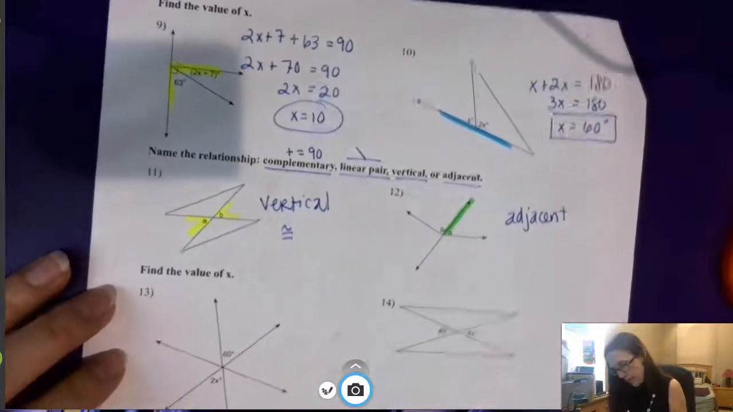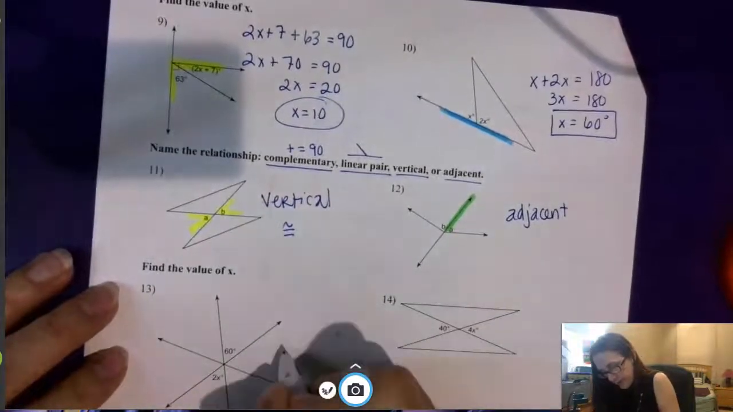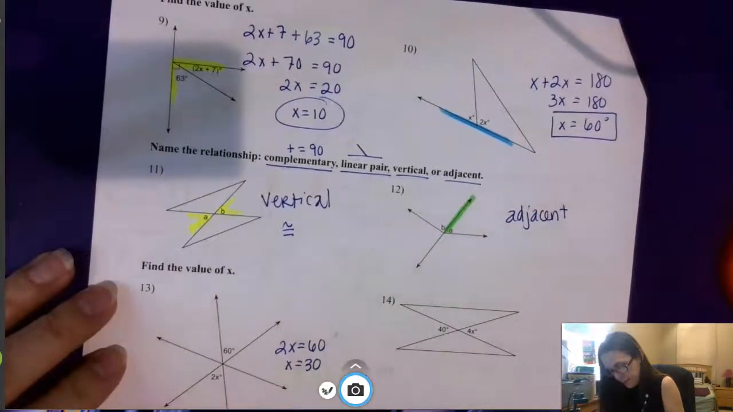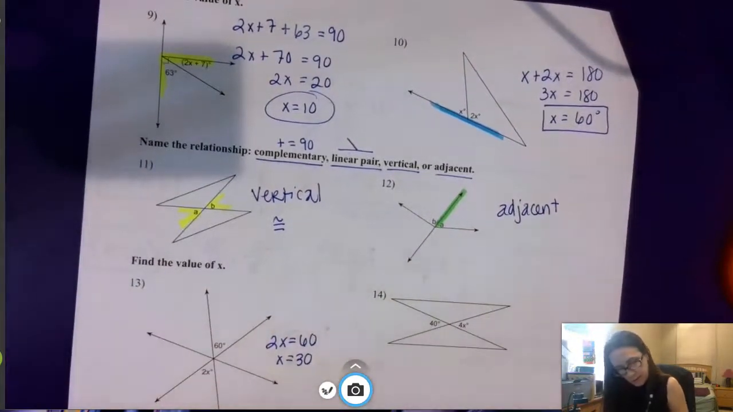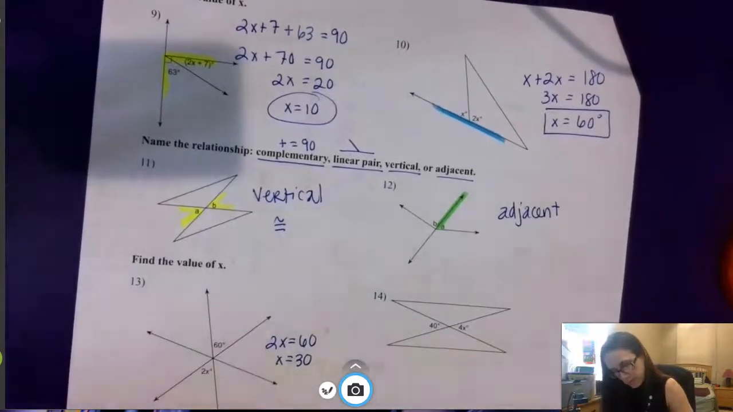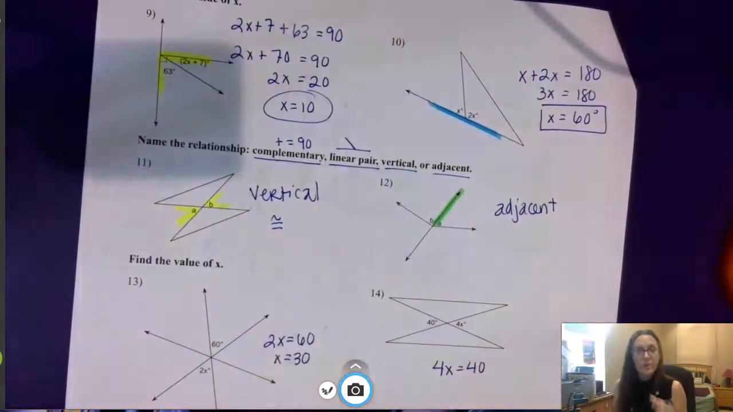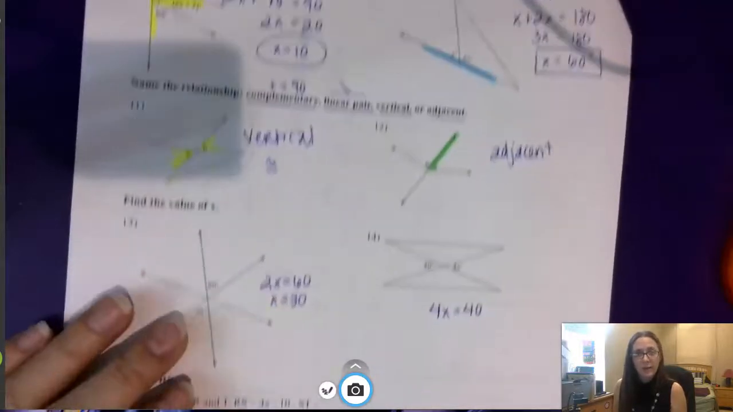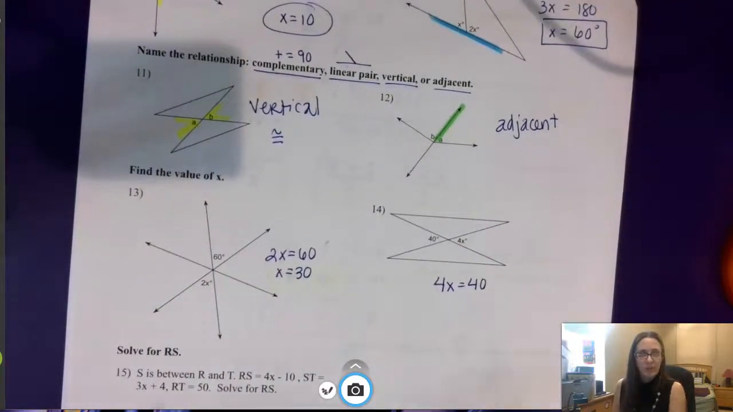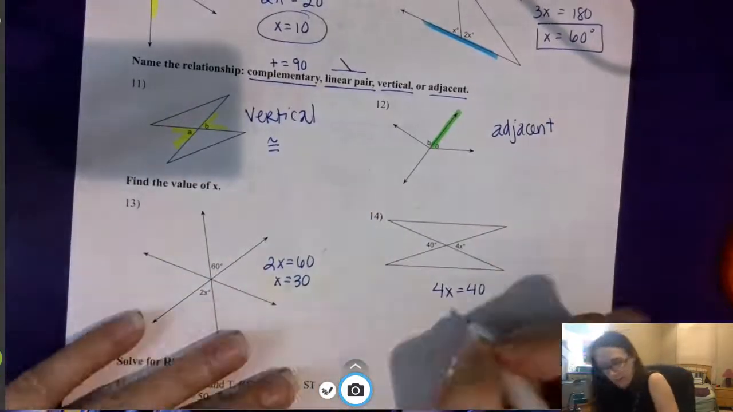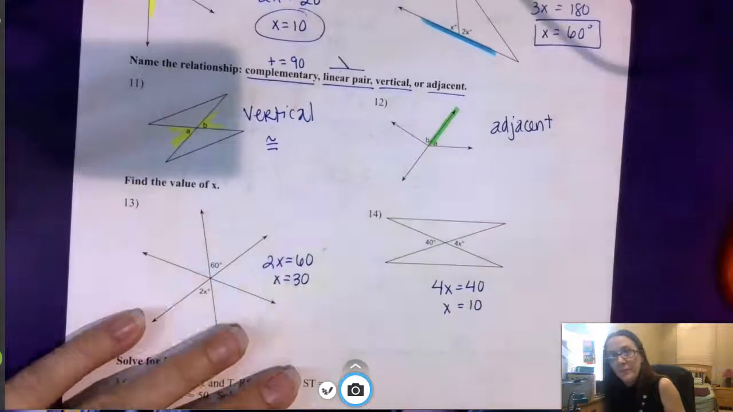Okay, so next, these are vertical, so I can set them equal. 2x equals 60, x equals 30. These two again are vertical. Let me just check 30. I get 4x equals 40. So you have to ask yourself, are you adding them together and setting them equal to 180, or are you setting them equal to each other? Depending on what type of angle you have, you've got to decide what equation you start with. This one will be x equals 10.